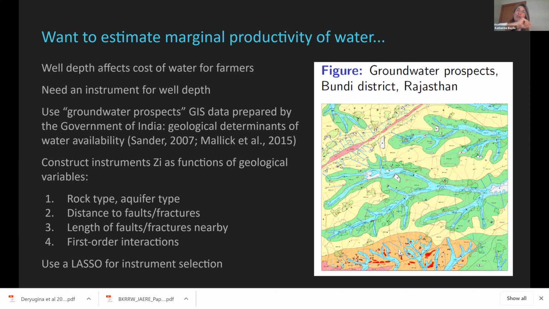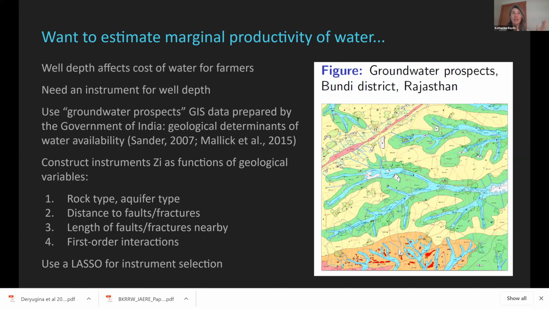What they want to do is then use variation in the cost of water for farmers to estimate that marginal productivity. Problem is that well depth, we know the well depth drives cost, but well depth itself is likely endogenous, it's likely related with a whole bunch of other things. So they want to instrument for how deep that groundwater is for an individual farmer based on this groundwater prospects data, which is really talking about the hydrology in that specific setting. And these are data put together by the government of India.